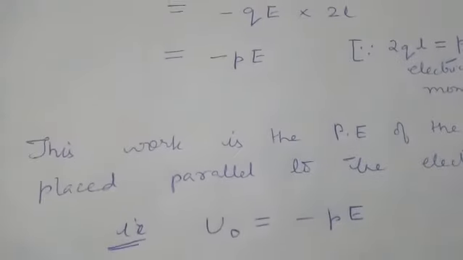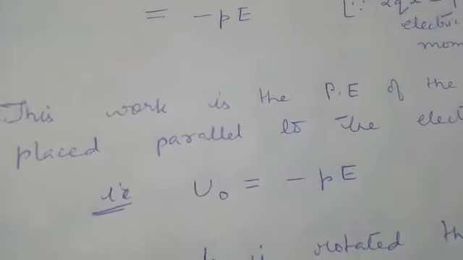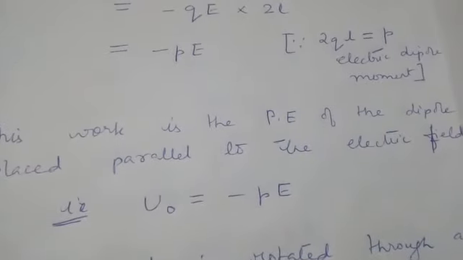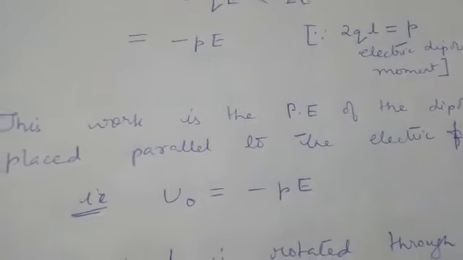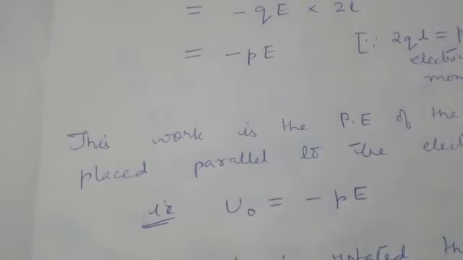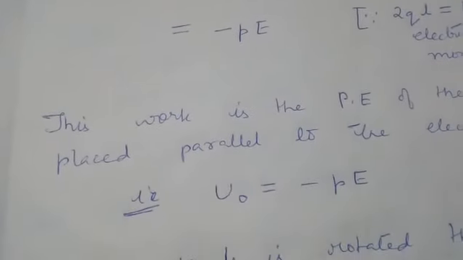This work done is the potential energy in this position. In this position means the position is parallel to the field. So let us denote it as U naught. So U naught is equal to minus PE.